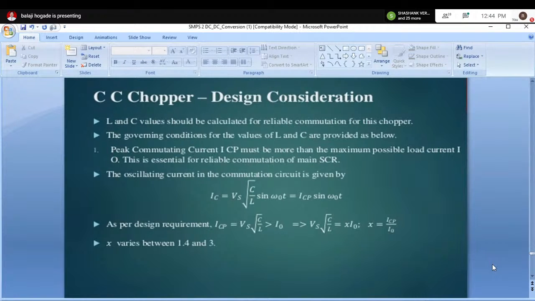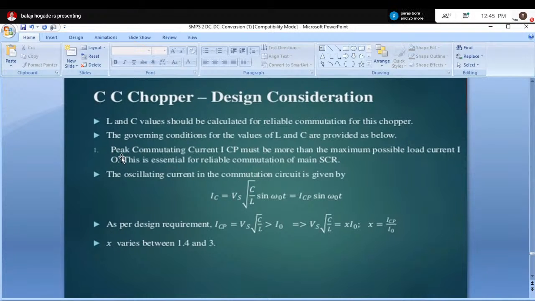How to select the values of the capacitor and inductor so that the commutation will be proper. Turn off by the capacitor will be correct. There should not be any false turn on or turn off. That's why these values should be selected carefully, and that's why the design steps are important. L and C values should be calculated for reliable commutation for this chopper. The governing conditions for the values of L and C are provided as below.